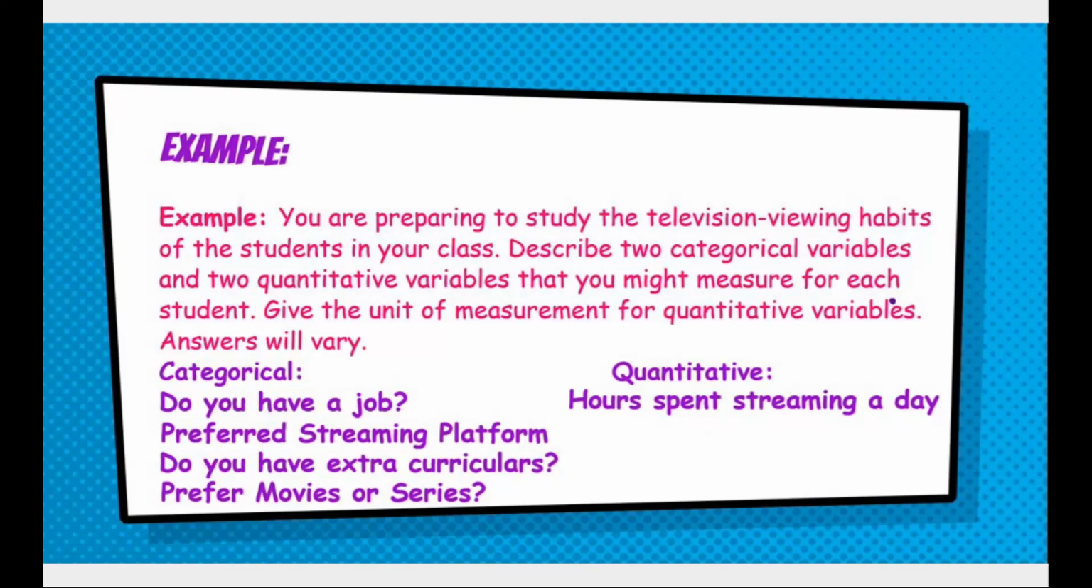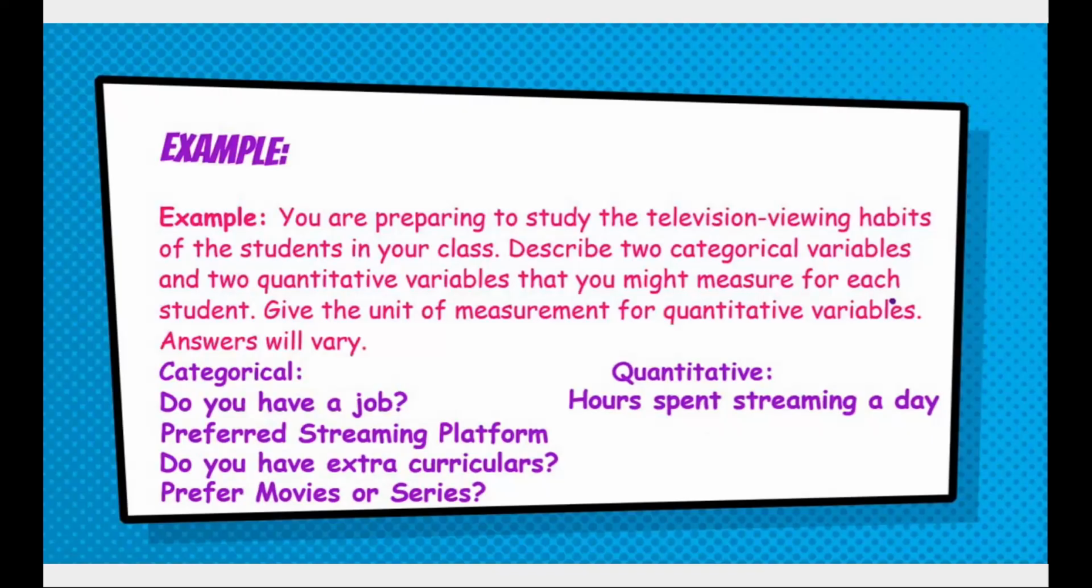If you think about the responses for that, do you have a job? Like, what would you say? Yes or no? Preferred streaming platform? What, Netflix? Hulu, things like that. Do you have extracurriculars? That can be a yes or no response. So those are categorical variables. Or you can actually give them like football or band, orchestra, things like that. Do you prefer movies or series? That would be movies or series, or a yes or no type of response, categorical.